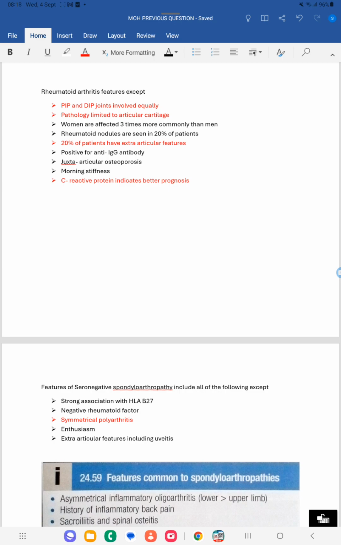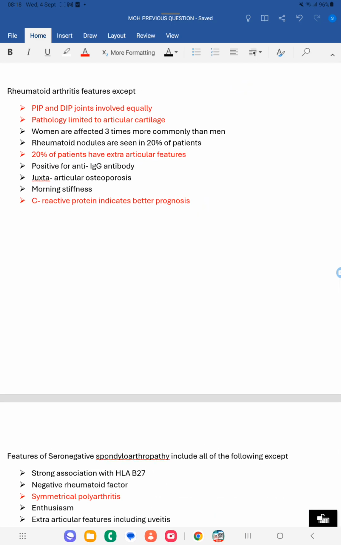So the next question for discussion: in the rheumatoid arthritis features they have given in the options, one option is not matching with the rheumatoid arthritis features. So I have given you so many options here. One of the options, like these red markings, okay, these red markings are actually not features of RA. So whichever option you are getting in the question, accordingly you have to mark it.